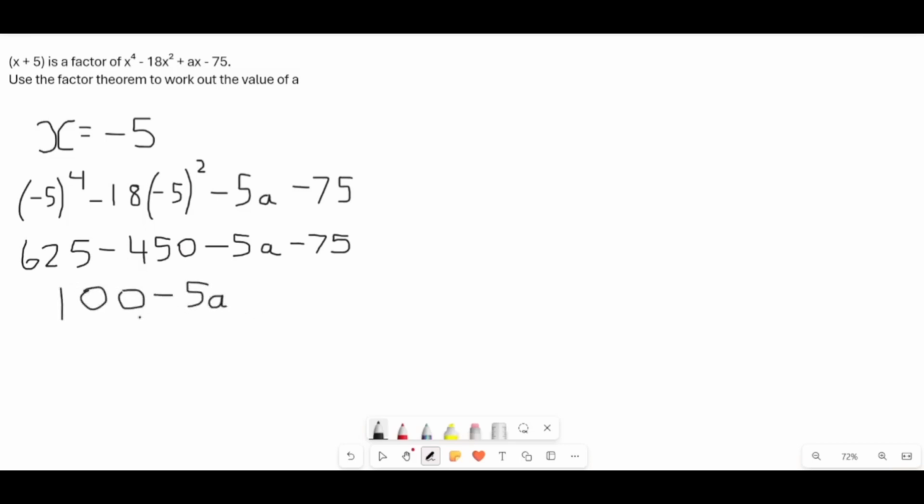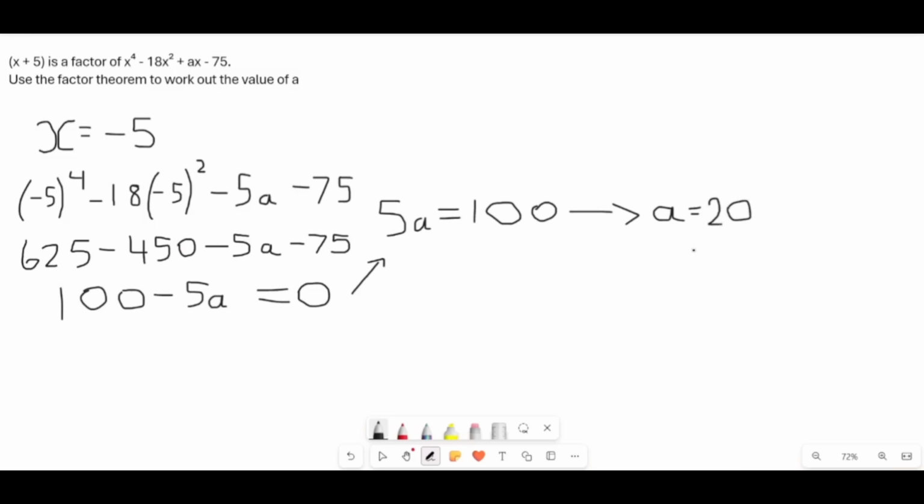So at this point you may be thinking, okay, we've got 100 minus 5a, but what do we do with that? Remember, if x plus 5 is a factor of this expression, that means the expression has to come out to be 0 when you put the minus 5 in. So, all that equal to 0. Now at that point, just rearrange the equation and solve from there. In the end, the answer you should have got is 20.